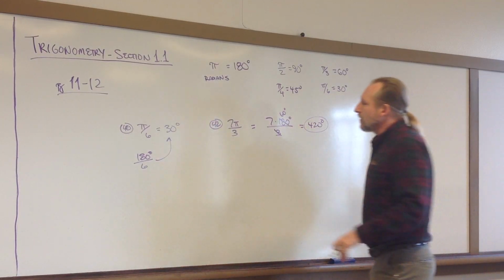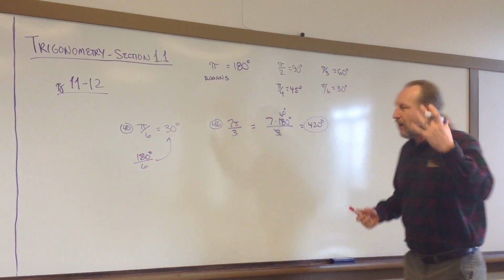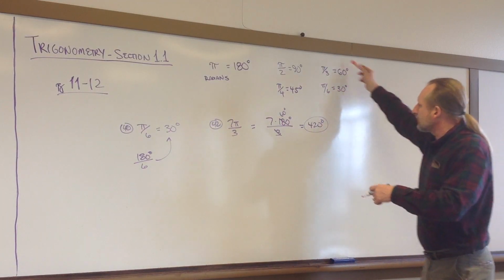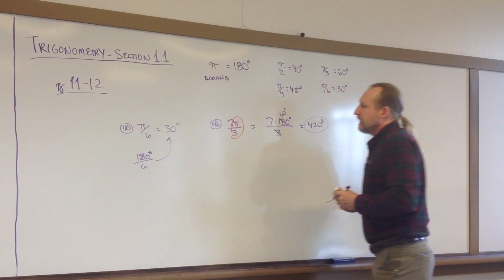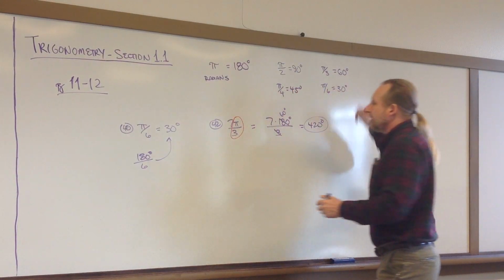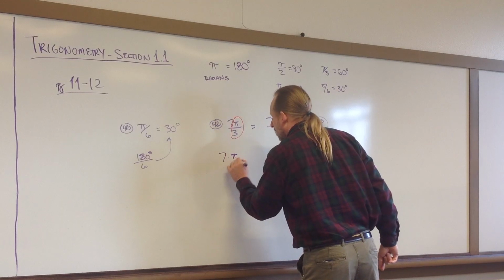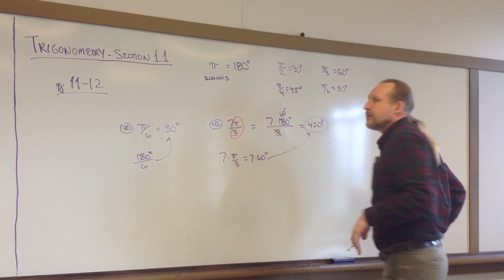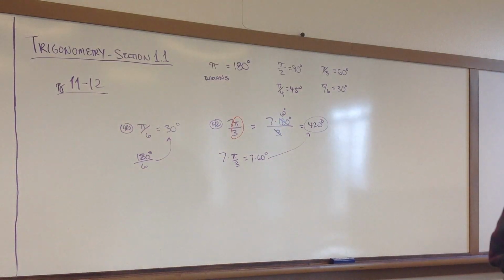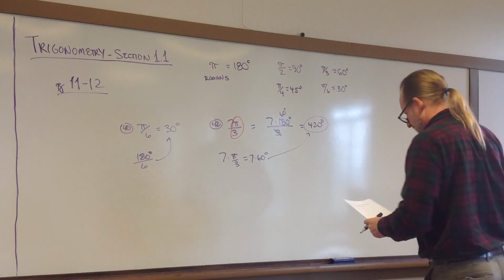Okay, you can also, so I was talking about how I had to memorize these, and so this is kind of stuck in my brain, so I always see this as 7 times pi over 3. And that's 7 times 60 degrees, which again is 420 degrees. All right, let's see here.